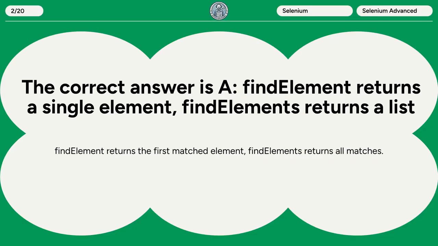The correct answer is A. Find element returns a single element, find elements returns a list. Find element returns the first matched element, find elements returns all matches.